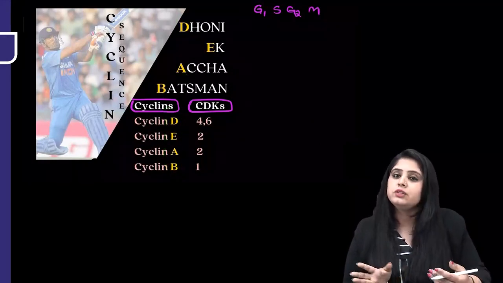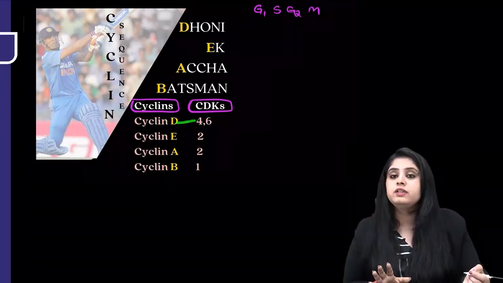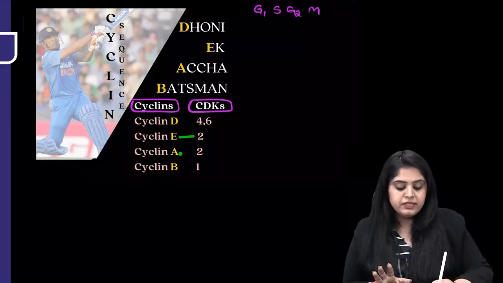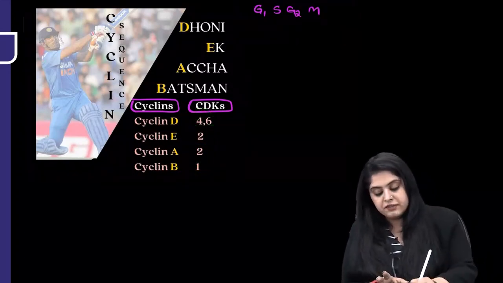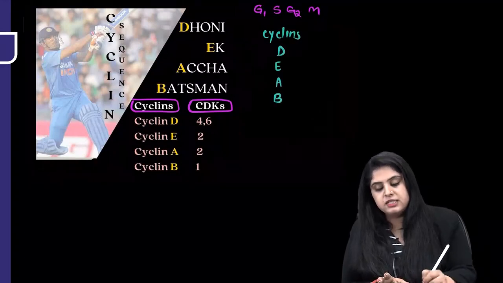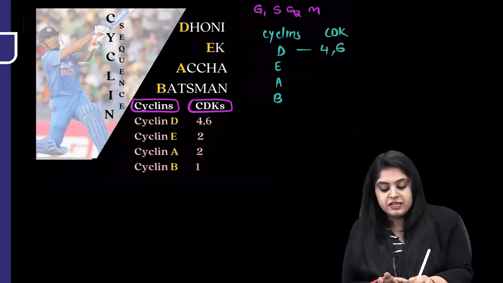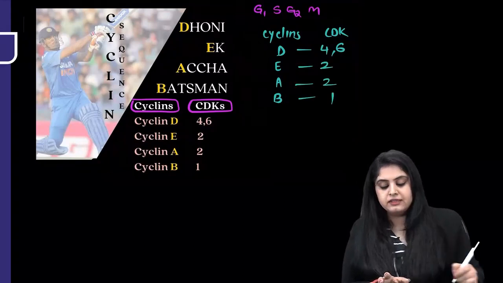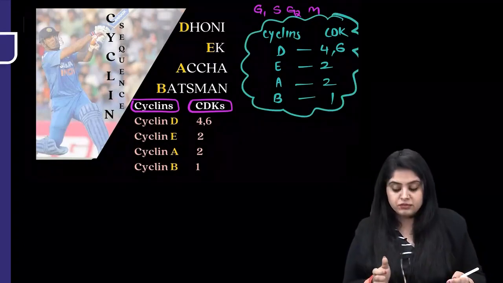And what does Dhoni do? Dhoni hits 4s and 6s, right? So what are the CDK numbers with Dhoni that you will keep? With Dhoni, you will keep 4 and 6. And for the others, you will keep double, single. Okay, double and single. So 4, 6, 2, 2, 1 is how I learn it. Repeating. First, you will write that these are cyclins. In cyclins, Dhoni ek acha batsman, DEAB. And in CDKs, with Dhoni I will always keep the 4s and 6s, and for the others, I will do the doubles and the singles. Simple, guys. I hope everyone has mugged it up. Very easy. This order is asked in the paper and that is how the cell cycle is working.